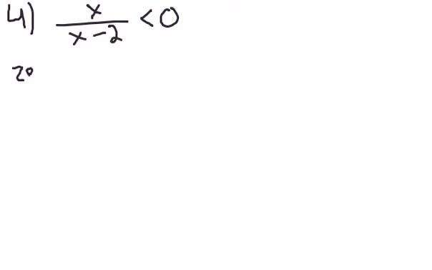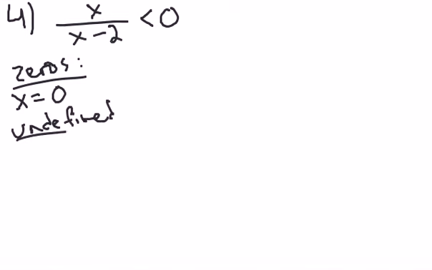So I'm going to make 2 lists here. I'm going to say zeros. So zeros is where everything is equal to 0, which in other words is where the numerator is 0. So this one's very simple. Let's set the numerator equal to 0: x equals 0. And where is it undefined? Well, that's just the vertical asymptote, which in this case is +2.